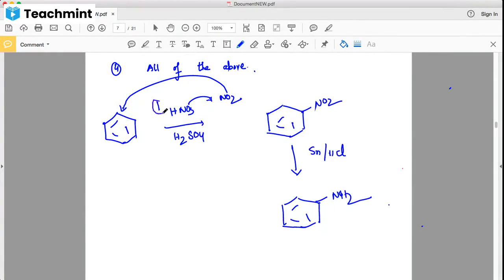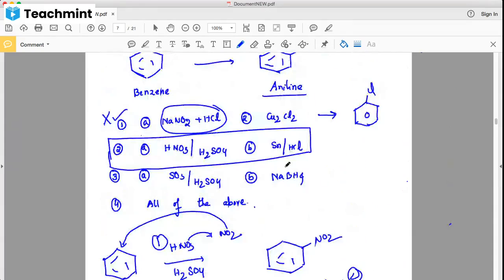So with the first reagent and the second reagent, you have achieved aniline from benzene using this order of reagents: HNO3 plus H2SO4 followed by tin HCl. You are going to get aniline. So the second option is the correct answer. But when you take the third option, you can't achieve it.